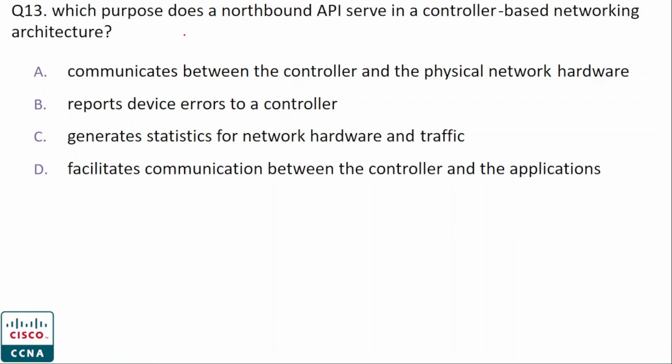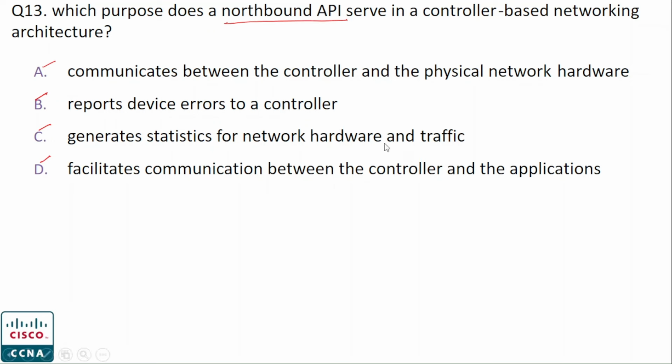Question number 13. Which purpose does a northbound API serve in a controller-based networking architecture? The options are: option A, communicates between the controller and physical network hardware. Option B, reports device errors to a controller. Option C, generates statistics for network hardware and traffic. And option D, facilitates communication between the controller and the application.